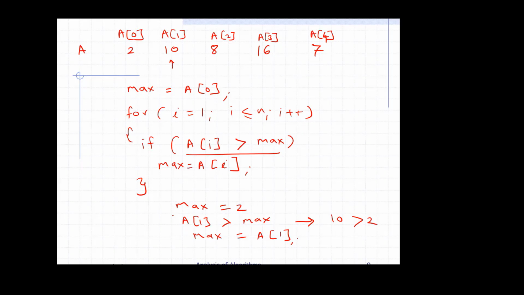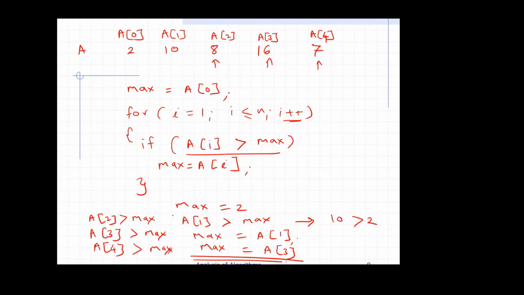Then for the next value, it increments by 1. For A of 2, is A of 2 greater than max? No. So this is 8. It is going to skip. Now next value, is A of 3 greater than max? Yes. So it will swap and it will make max as A of 3. Now we are going to check the next value, is A of 4 greater than max? No. So whatever is the value of max, that retains, which is equal to 60.